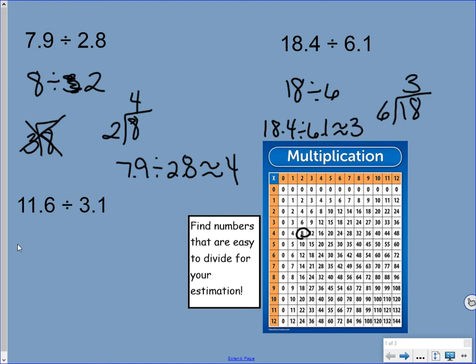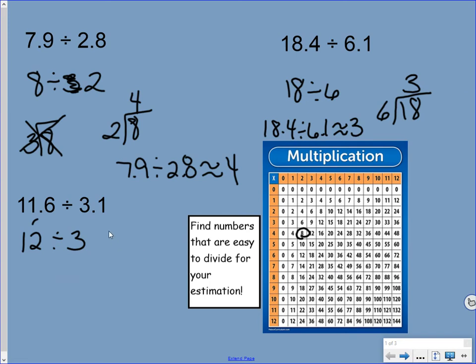All right, over here, one more. Think about how you would round these numbers to make a division problem that is easy to divide. All right, so I'm thinking I'm just going to round it properly and see if it works. So 11 and 6/10 should round to 12, and 3 and 1/10 should round to 3.